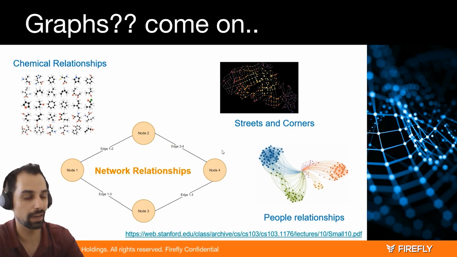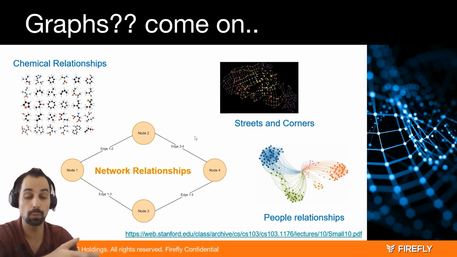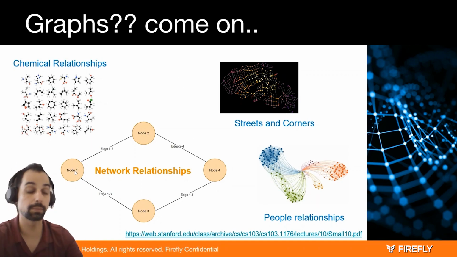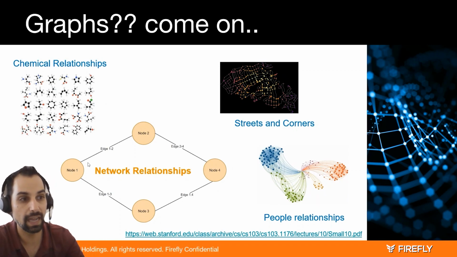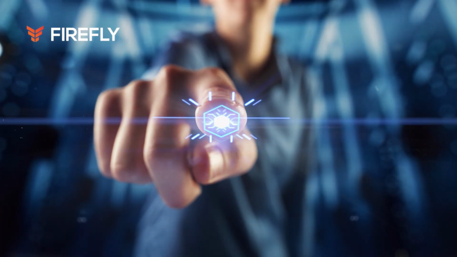That's why we care for OSPF, because we can represent a network topology using graph theory, where every node is basically a router, and every edge is going to be a link connecting those two routers.